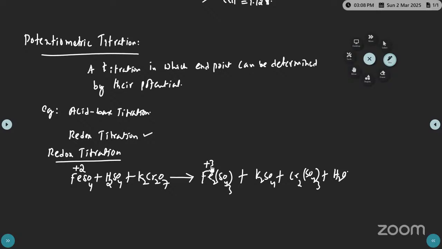Okay, so in the presence of potassium dichromate, what is this? This is the oxidizing agent, and it oxidizes the FeSO4 in the presence of sulfuric acid, and it is converted into the ferric sulfate. Okay, so this is the redox titration.